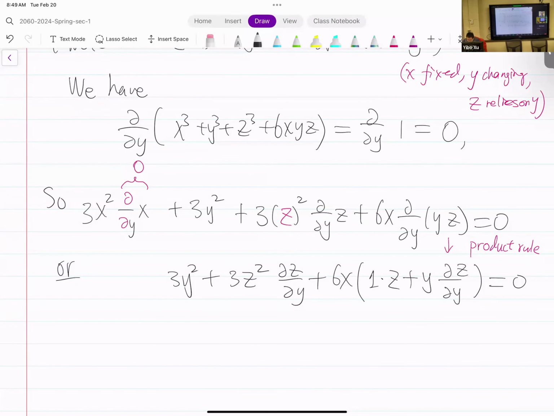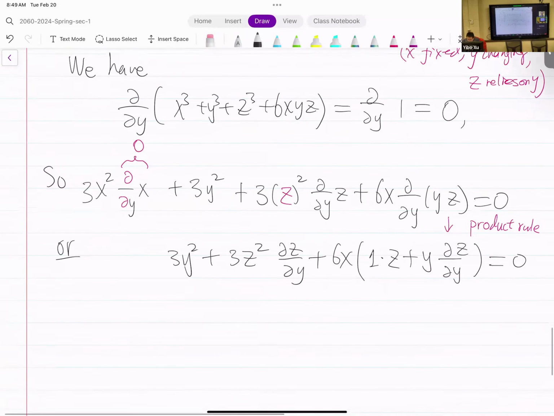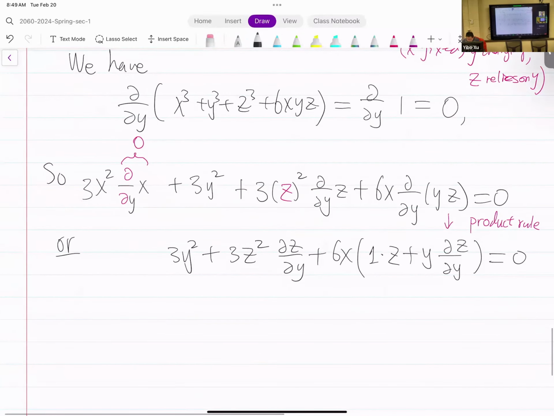All right. If this is good, then we are almost there. Here we have the equation and it looks complicated, but recall what we want. We want del z del y. So we want to rearrange the equation so that everything about del z del y is on the left hand side, and everything without del z del y is on the right hand side.